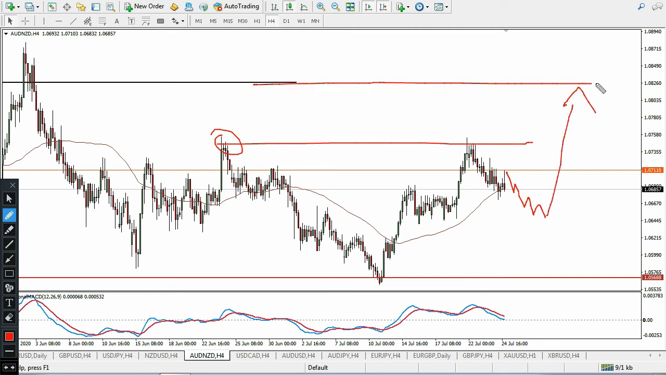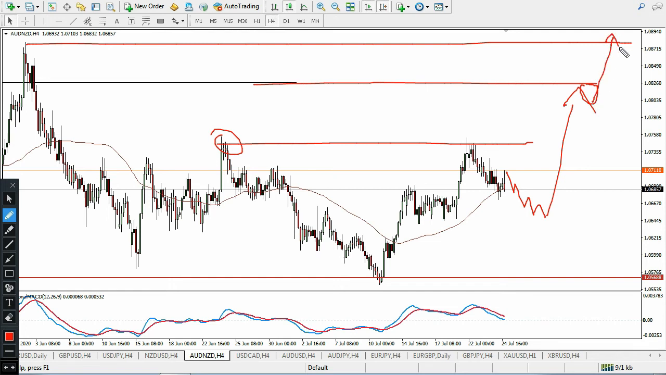This is the area of my taking profit, and this is also the area of my profit. If I do not see some kind of weakness over here, then I continue my trade further upwards. So all my view about the Aussie New Zealand is still an upside move.